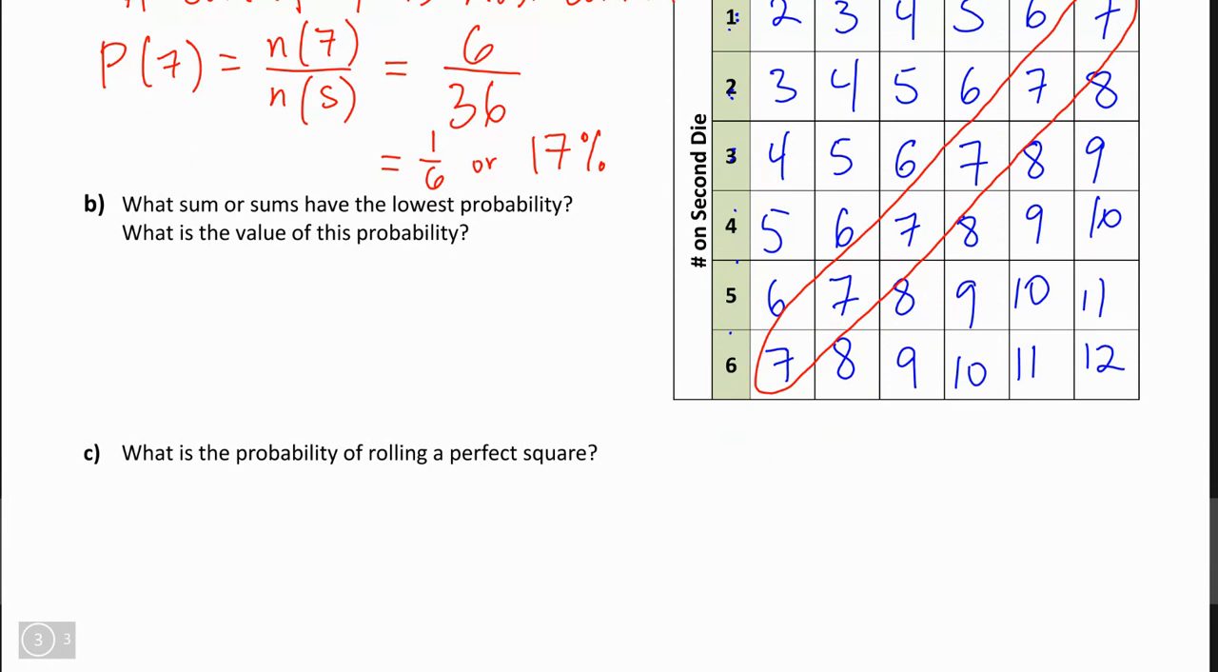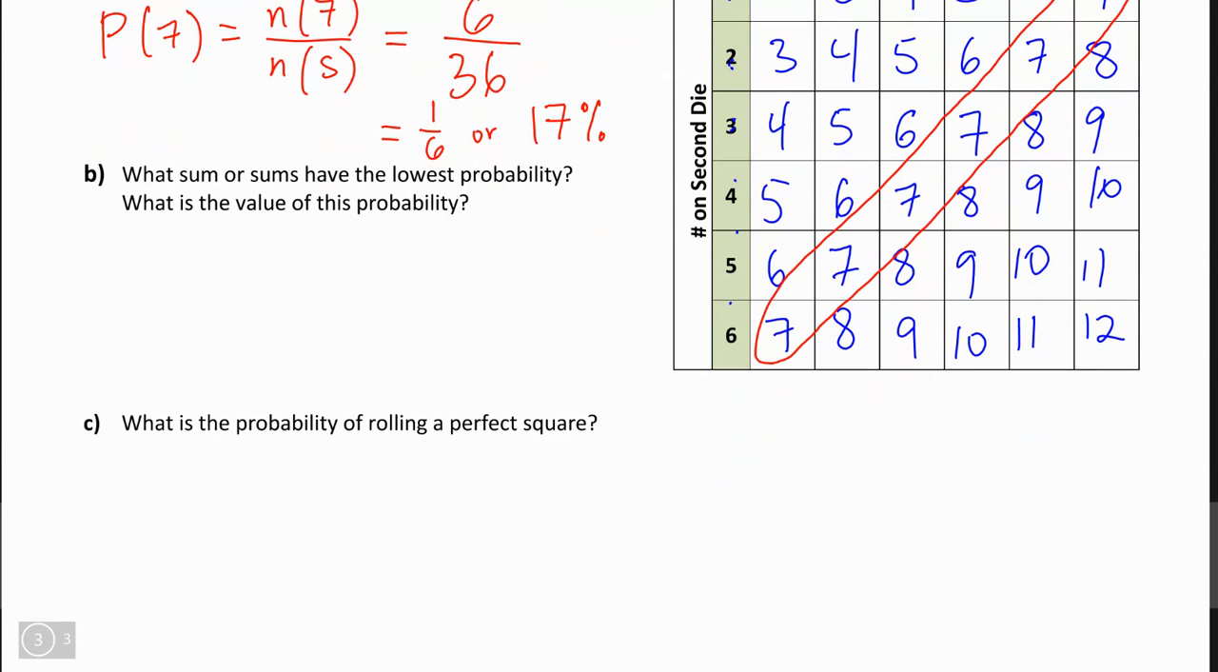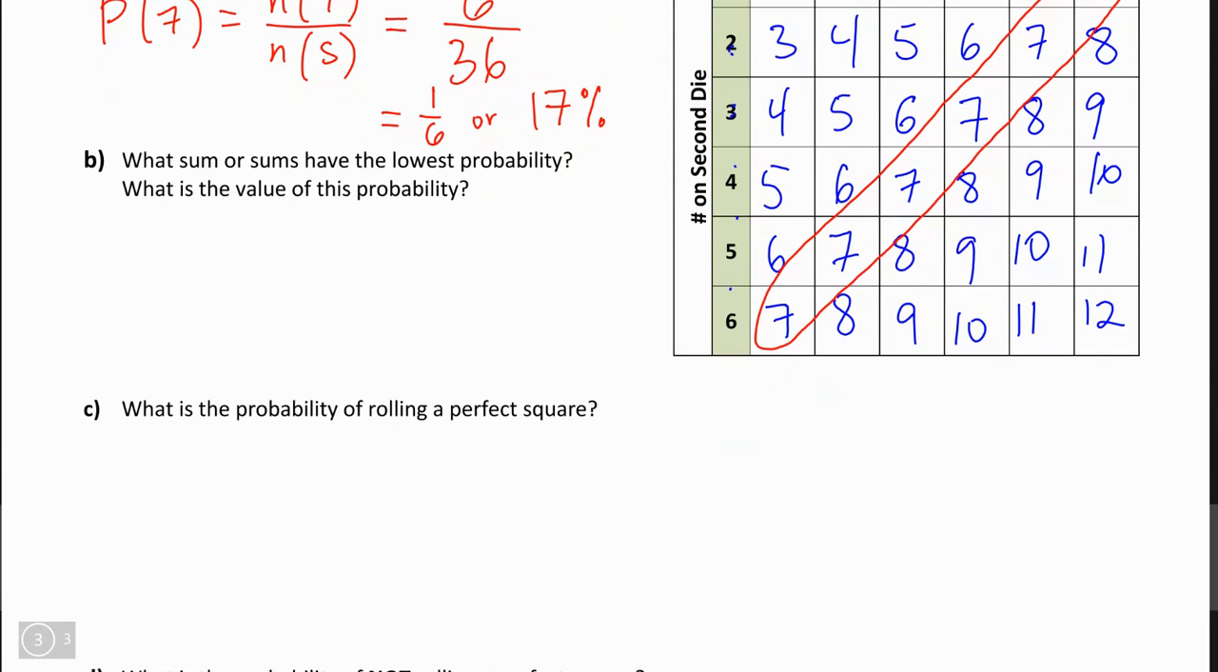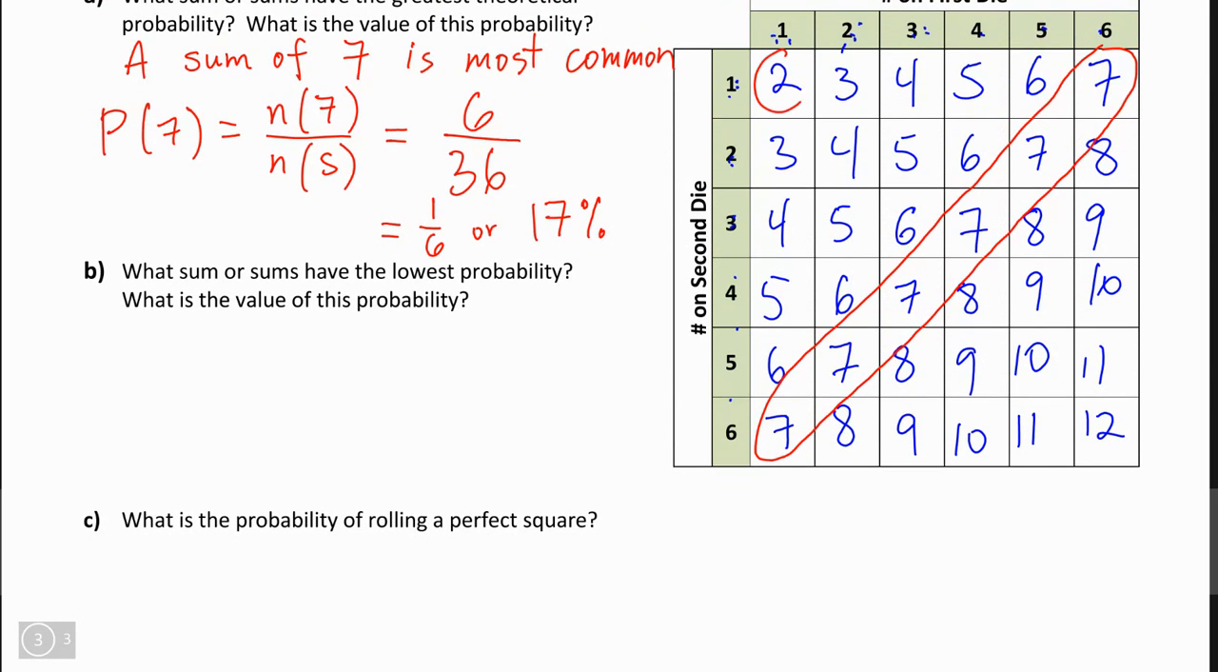Part B, so 17% chance to get 7s. So lucky number 7. Part B, what sum or sums have the lowest probability? What is the value of this probability? Well, 2 and 12 occur the least. Okay, so the probability of getting a 2 is just 1 out of 36. And the probability of getting a 12 is just 1 out of 36. Okay, so that's the answer for that one.